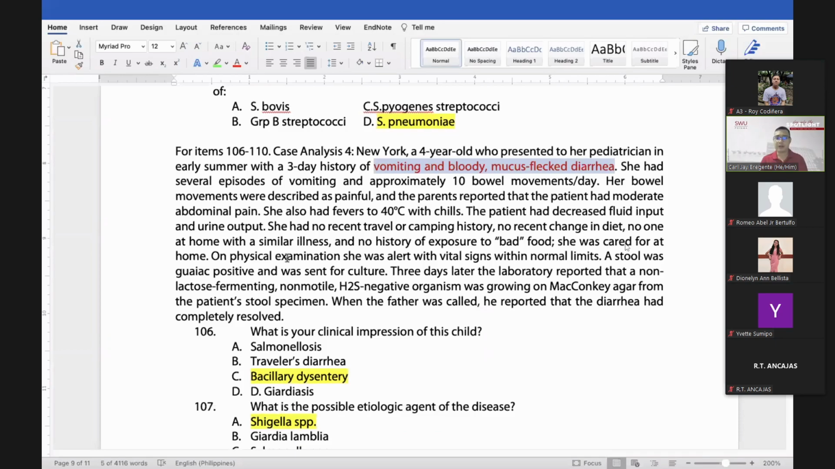She had no recent travel or camping history, no recent change in diet, no household members with similar illness, no history of exposure to bad food. She was cared for at home. On physical examination, alert, vital signs were normal, stool guaiac positive, was sent for culture. 3 days later, the laboratory reported non-lactose, do you have there the clue? Non-lactose, non-motile, H2S negative organism that grows on a MacConkey from a patient stool specimen.